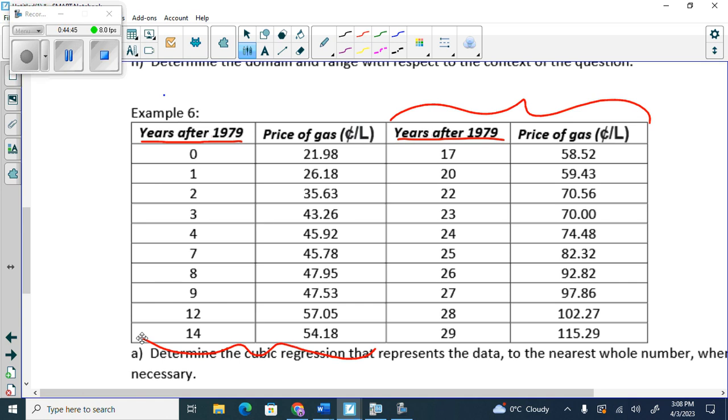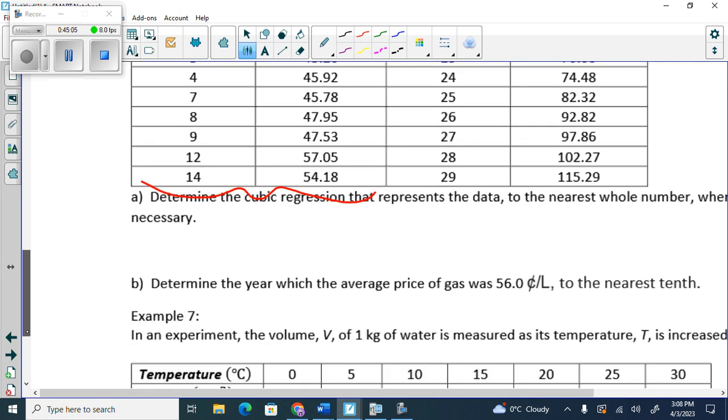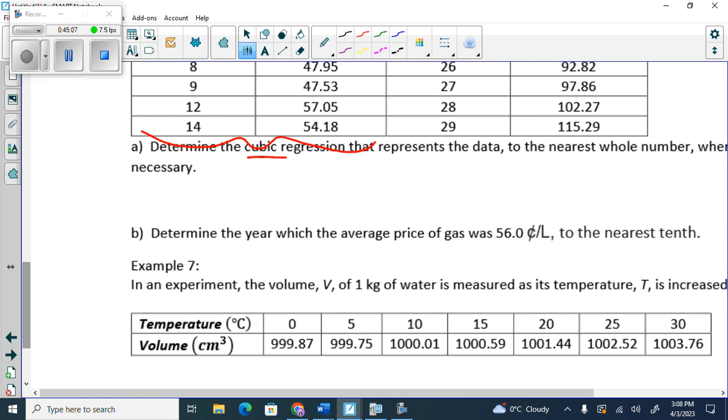So, I'm showing you one. This has the same titles, right? So it's 0, 1, 2, 3, 4, 5, 6, 7, 8, 9, 12, 14, 17, 20. Do you see how it just carries on? And then these are the Y's. So I want you to do example 6 for homework. Example 6 is a what? What kind of regression is it? Cubic, because it says that.